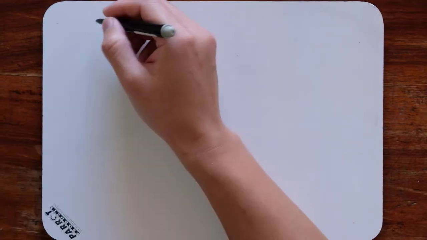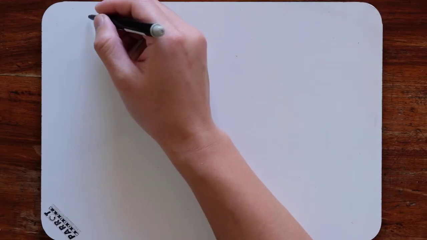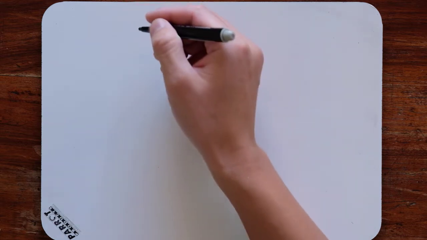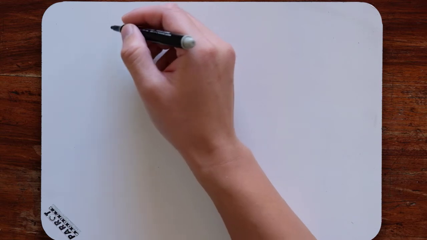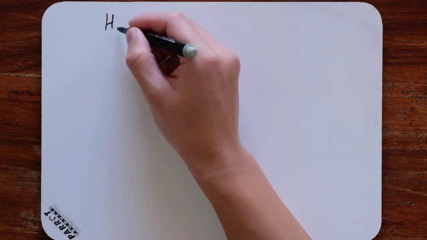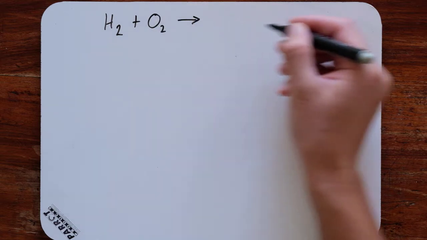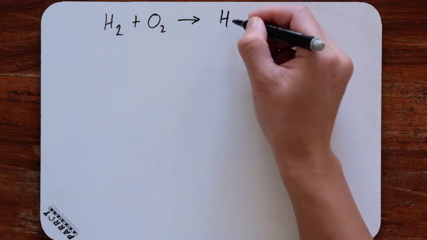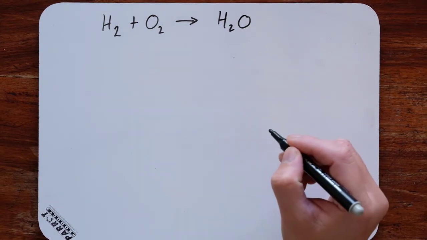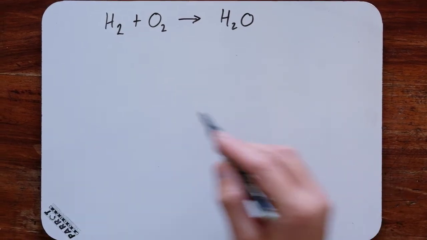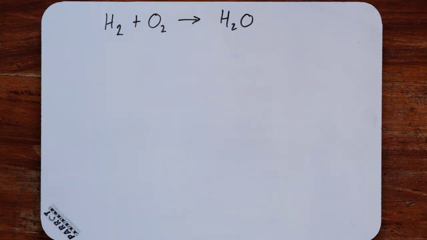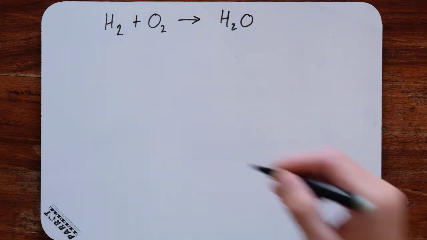Alright, so this is just a general idea of what we are going to do with balancing. Remember, with balancing, what goes in must come out. So if we have a chemical reaction like the basic chemical reaction of H2 plus O2 giving us H2O, you can see that there are not an equal amount of H's and O's on both sides.